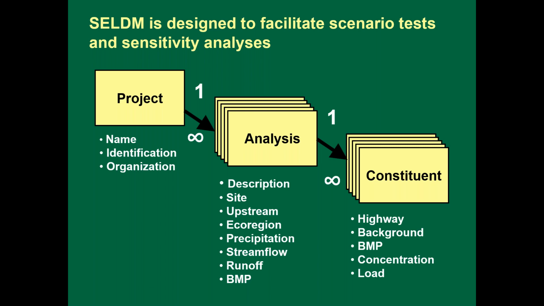The project could actually be that you're building or improving a bridge, so there's an actual project, or a project could be a little bit conceptual, like a bunch of analyses that you want to lump together. Each analysis holds all the hydrologic and water quality variables to do one single run in SELDM. And each constituent is like copper, lead, zinc, and you can have multiple zincs. You can run a high, medium, and low, or all kinds of stuff. So each analysis can hold more than one constituent.